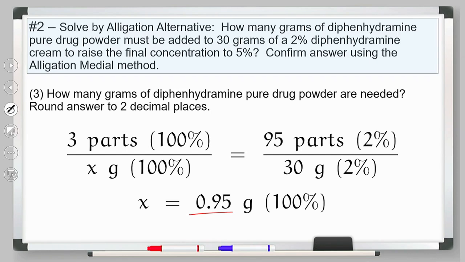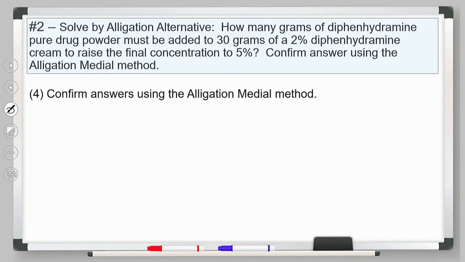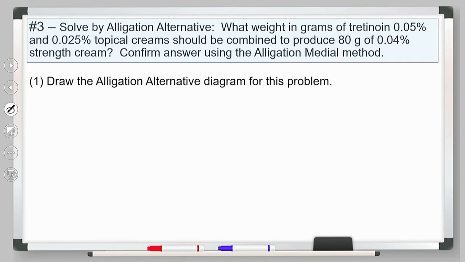Okay? So, question number 1, we added a diluent having 0% concentration to a drug. Question 2, we added pure drug powder, which is 100% to some cream to increase its concentration. Now, well, I'll skip the middle part.